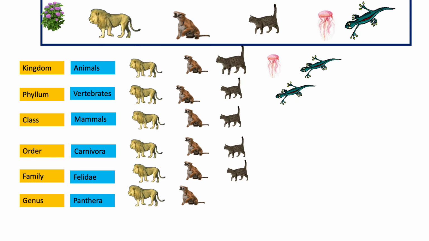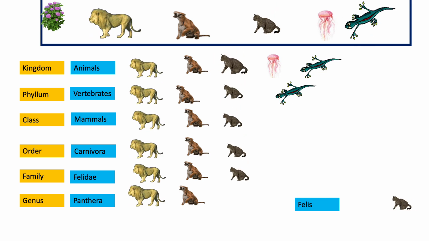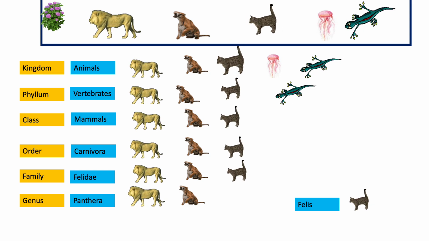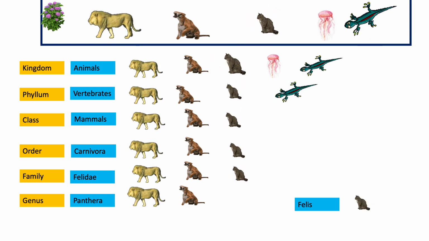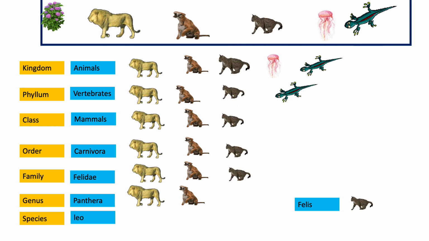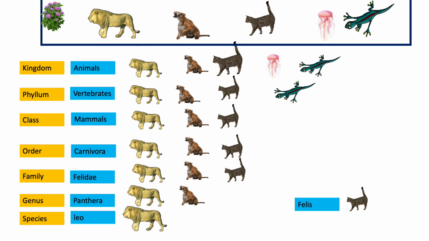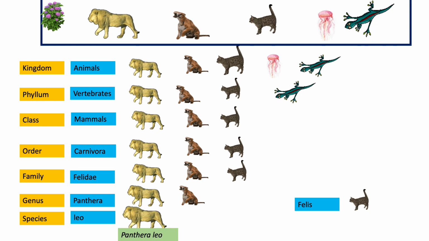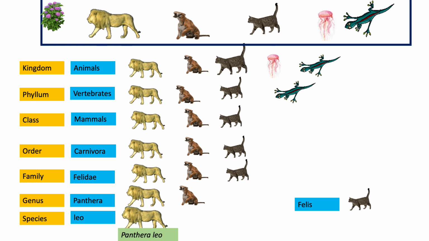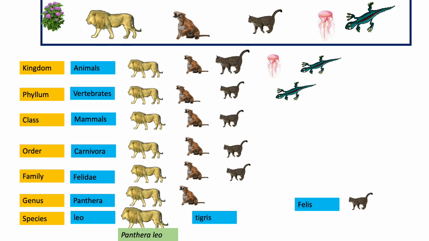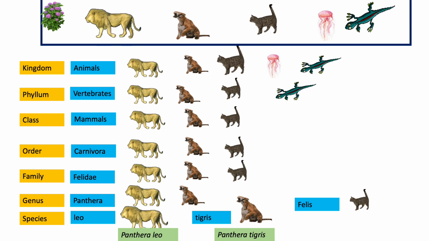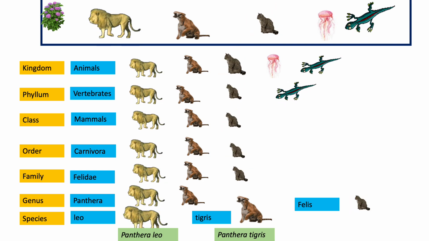And the cat will be assigned to Felis as they are smaller in size and cannot roar. When it comes to the level of species, then lion being the largest and with a distinctive mane around the neck in males will be assigned to the species Leo, and the scientific name of the lion will be Panthera leo. Tigers with distinctive black stripes and a white underbelly will be assigned to tigris species, and the scientific name of the tiger will be Panthera tigris.